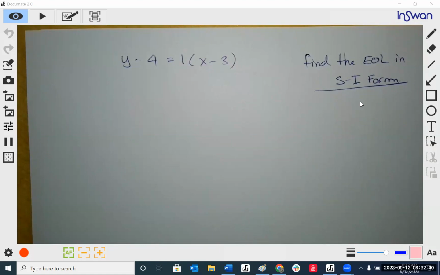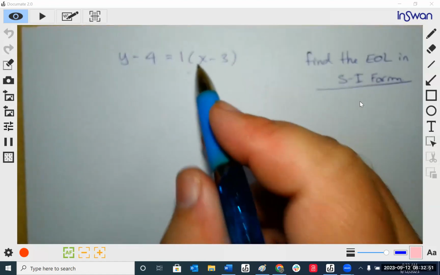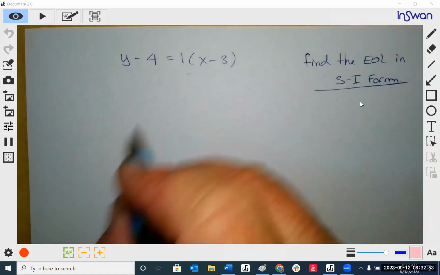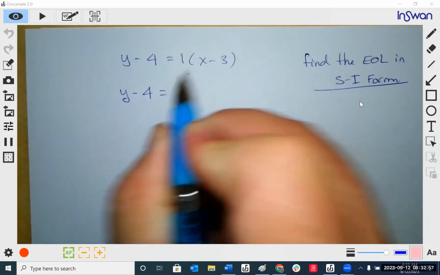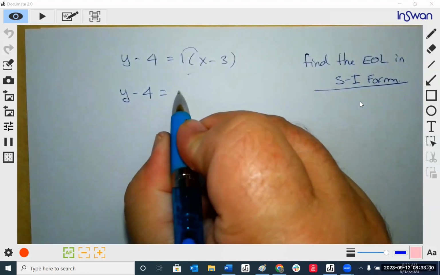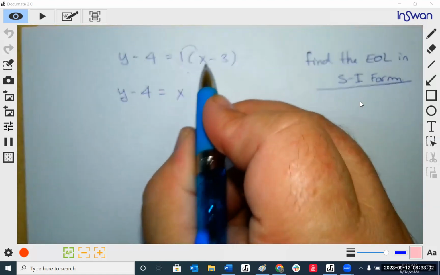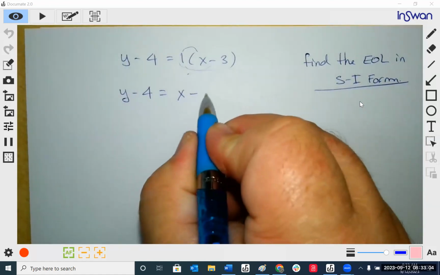It only takes 2 steps in this case. What's my first step? Always get rid of the parentheses. Whenever you're solving for anything, get rid of parentheses. 1 times x is x. Positive times negative is negative. 1 times 3 is 3.